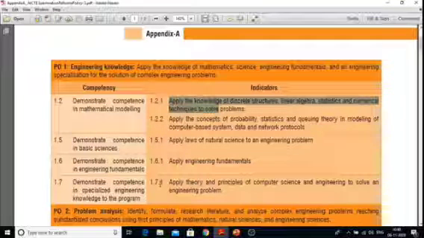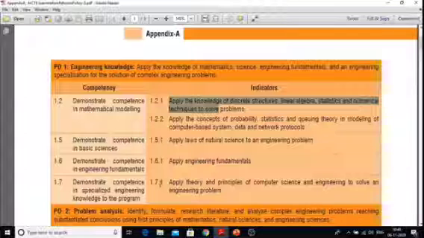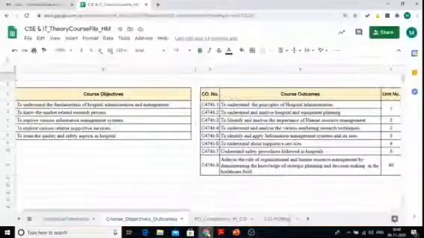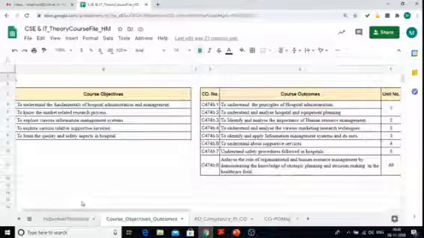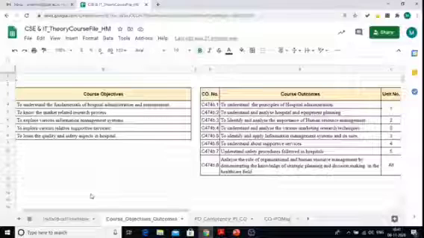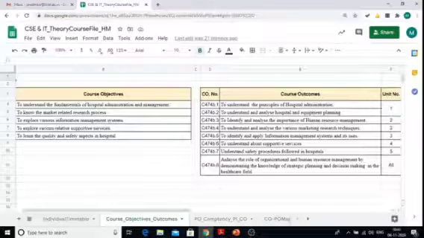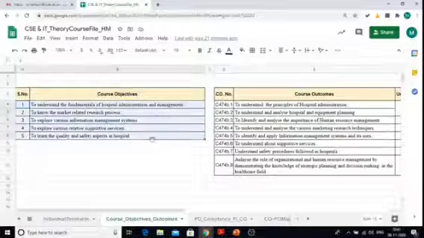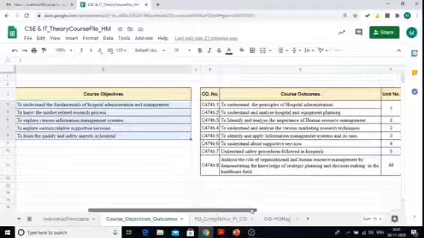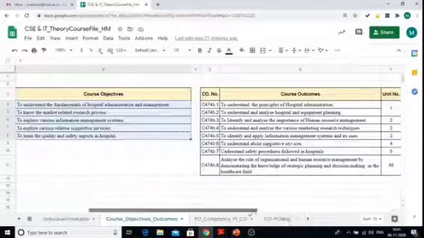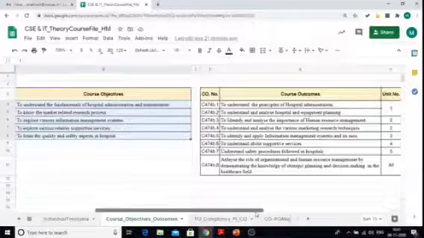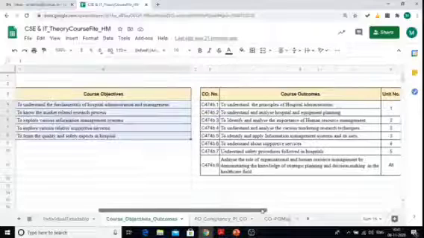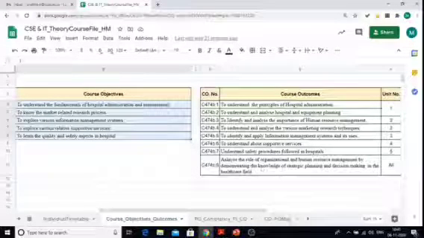Now let us see how to map the CO, PO along with the performance indicator. First of all, we have to list the course objectives and outcomes. In the first table I have listed the 5 course objectives. In the right hand side table I have listed the course outcomes. I have given 8 course outcomes. The 8th course outcome will cover all the 5 units.